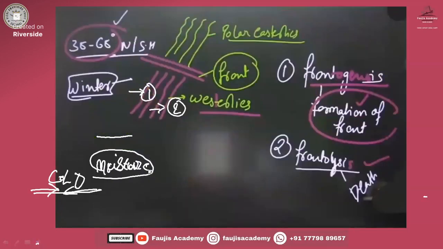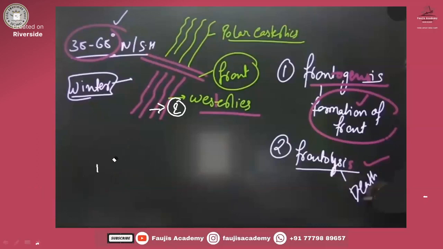Now we saw the pressure belt part. From the polar area we have the easterly wind blowing, and from the subtropical area as it goes to the temperate part, there we have the westerly wind blowing. So in that particular part only, front formation happens, and mostly all those front formations happen in the winter season.